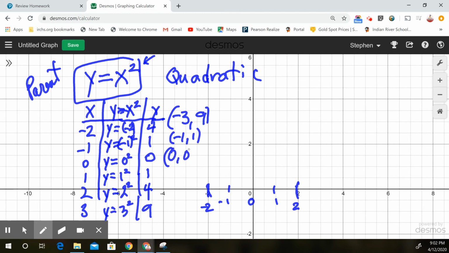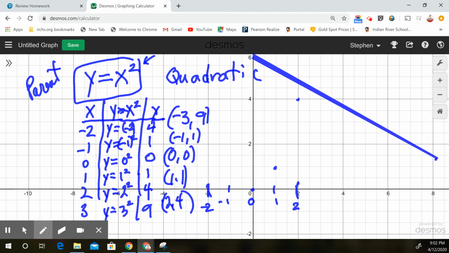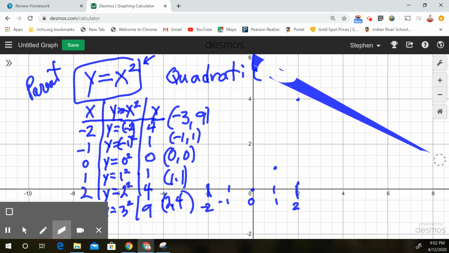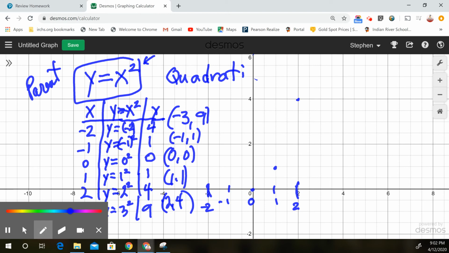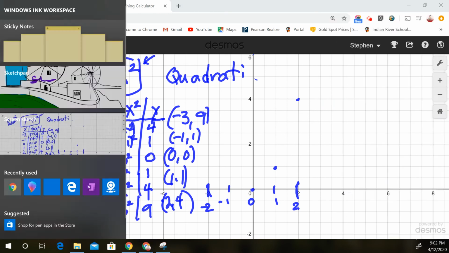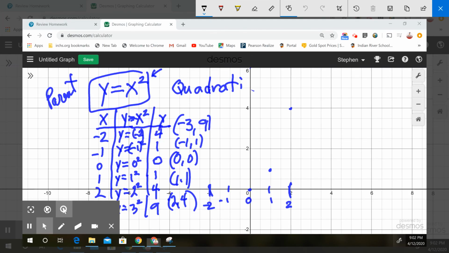0, 0, 1, 1, and 2, 4. Let's just do it. 0, 0, 1, 1, and 2, 4. Now, this thing has a line that cuts through the center of this deal, and that is called the axis of symmetry, which is this guy right here, okay? This is the axis of symmetry.